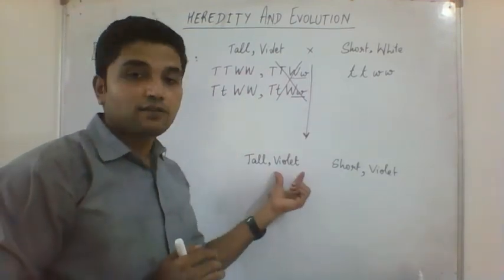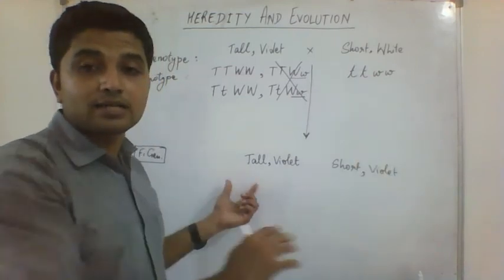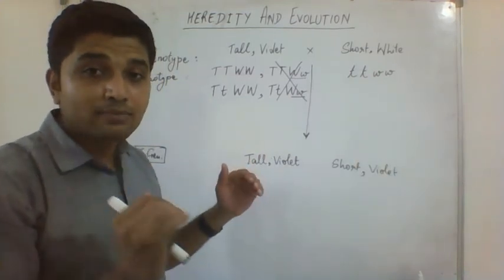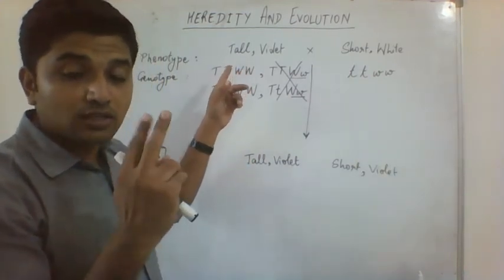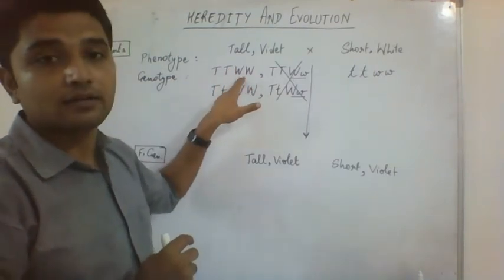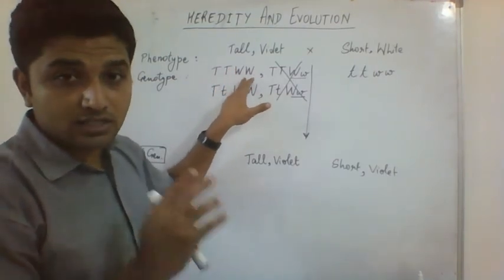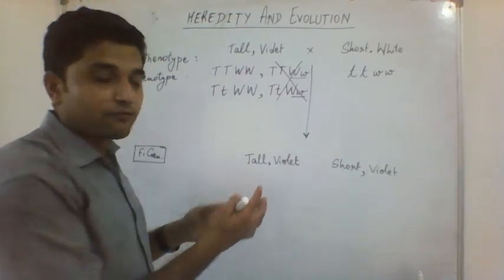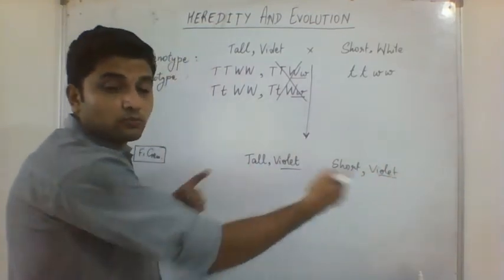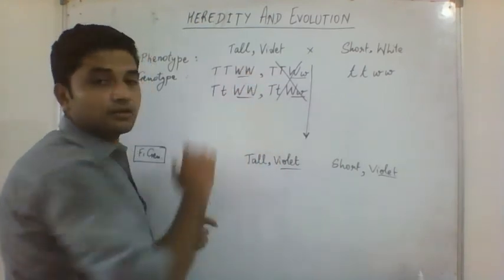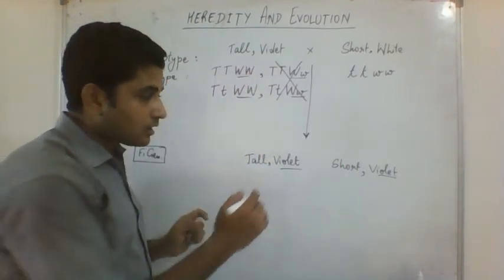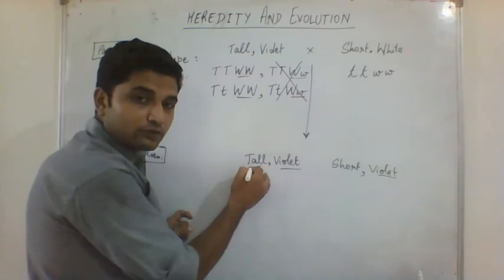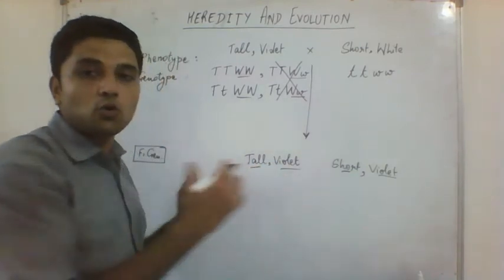Understood? Since all the F1 plants have violet flowers, that means the parent will have both the dominant factors for violet. So we are left with either this plant or this plant. Okay, so let us see the second character in the F1 generation. Violet is already settled, since both of them have violet, it is dominant. Both the factors are dominant. Now here, half of the plants, that means 50% of the plants are tall, 50% are dwarf.